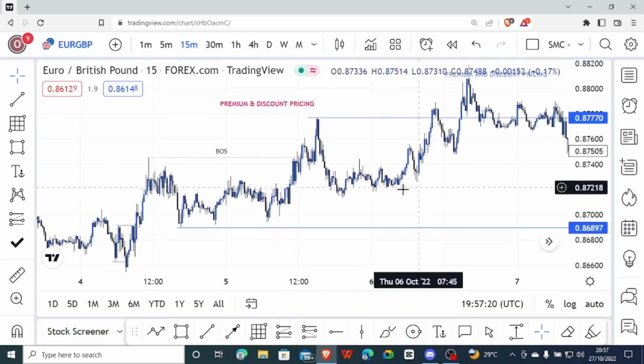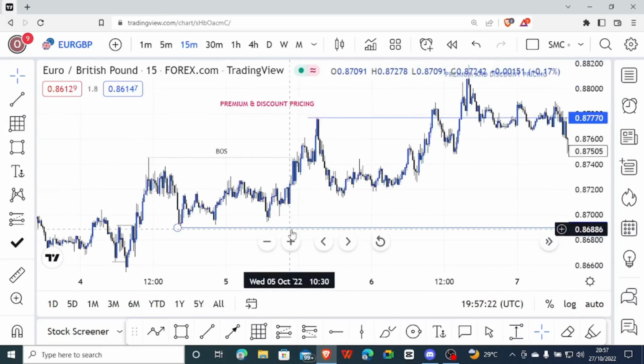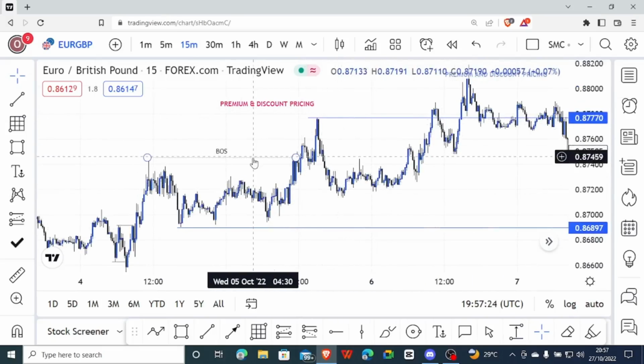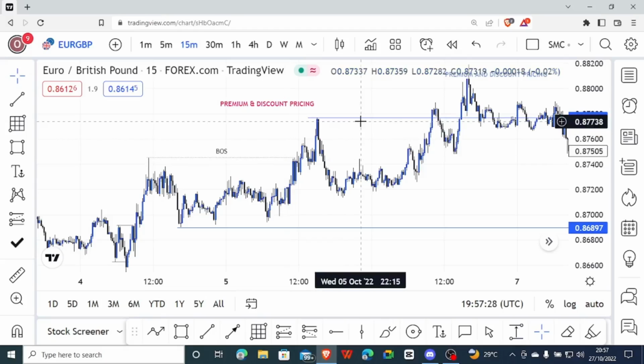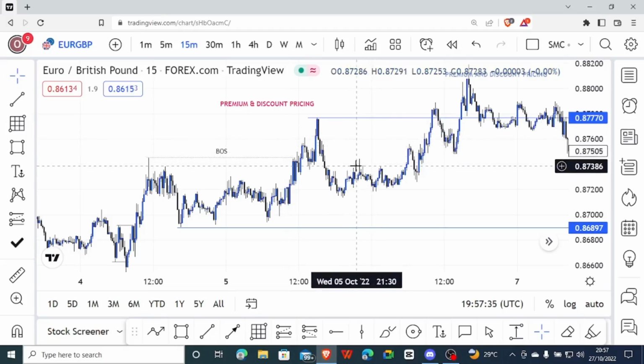So this is your new trading range. This is your low, this is your high, and after this break of structure, you'll find this. Now where is your premium and discount zone?